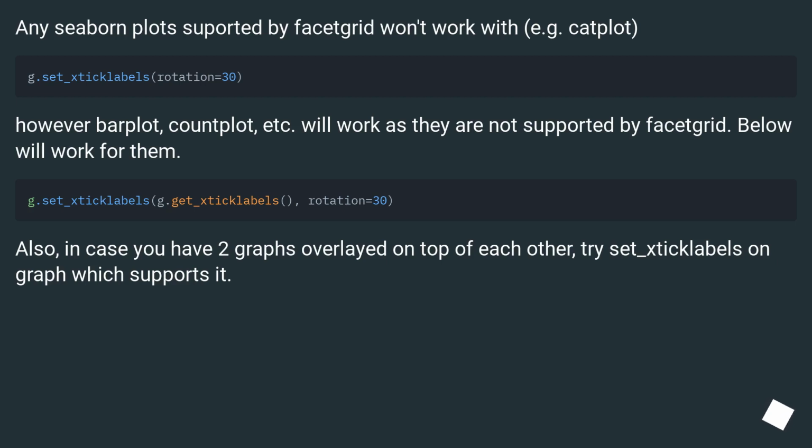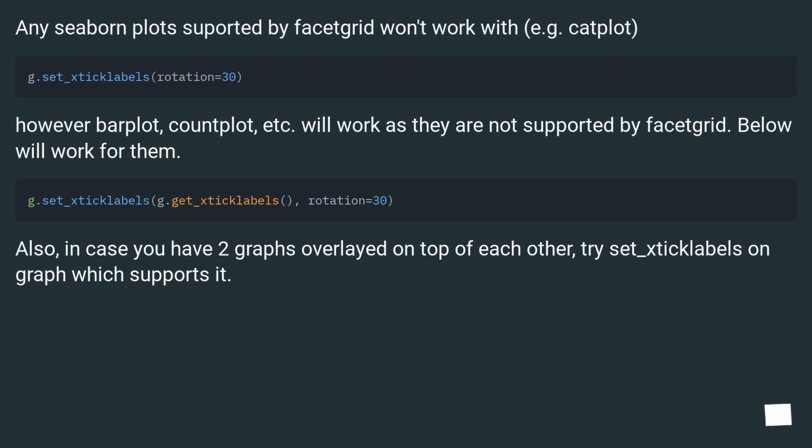Any seaborn plot supported by FacetGrid, for example catplot, won't work with this. However, barplot, countplot, etc. will work as they are not supported by FacetGrid. Below will work for them.